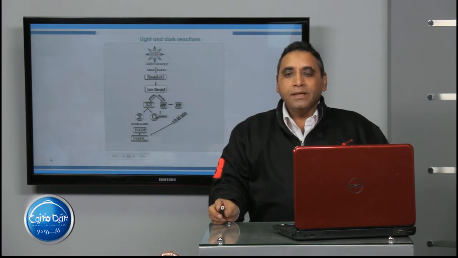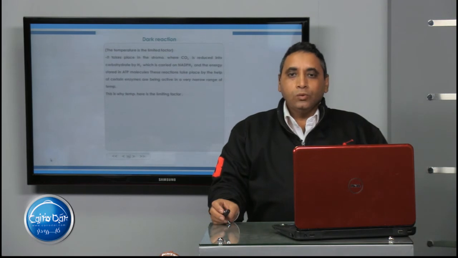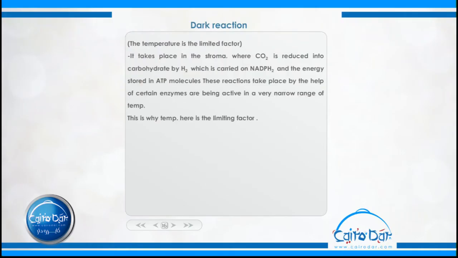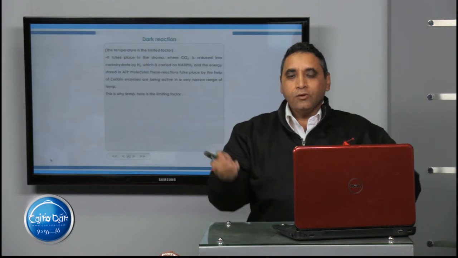But what about the dark reaction? The dark reaction takes place due to reducing carbon dioxide by the hydrogen that is carried on NADPH2 and the energy stored in ATP to form sugar, because we understand that carbon dioxide acts as a low energy compound, but the sugar which is formed as a result of photosynthesis acts as a high energy compound. So we need an amount of energy to reduce the carbon dioxide into sugar.